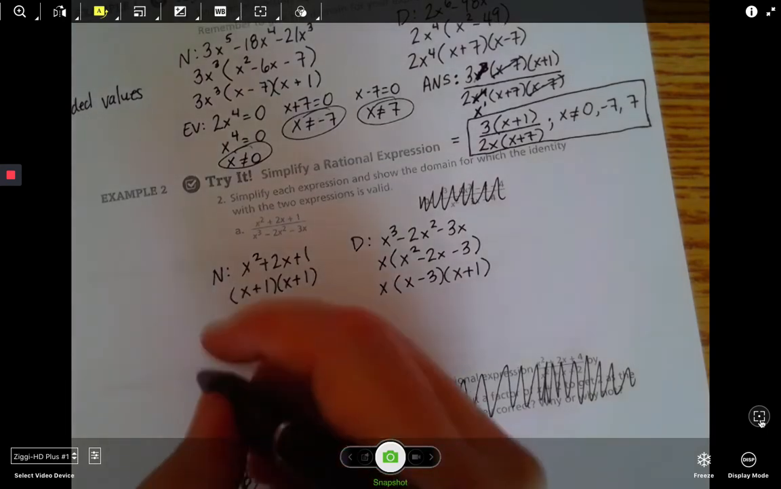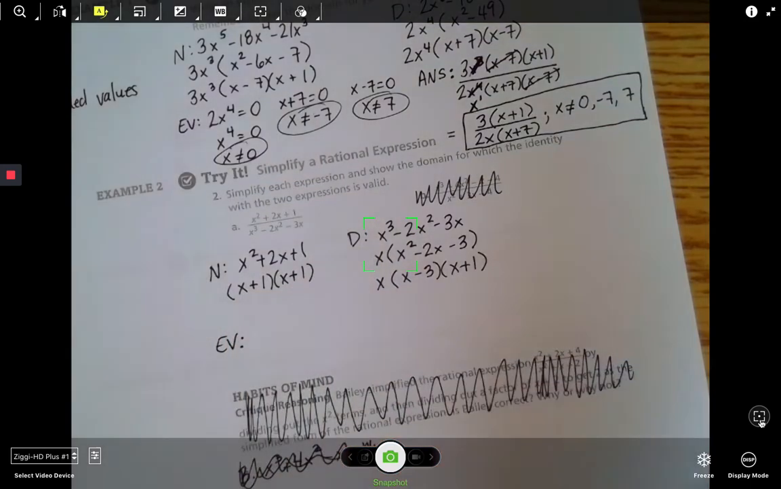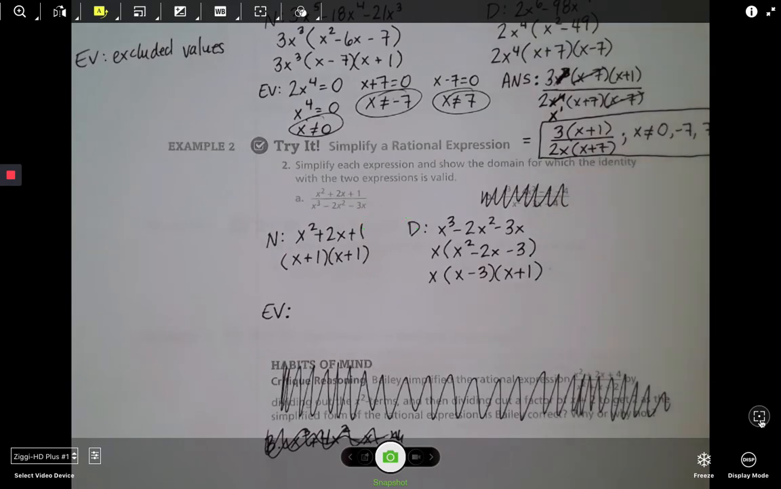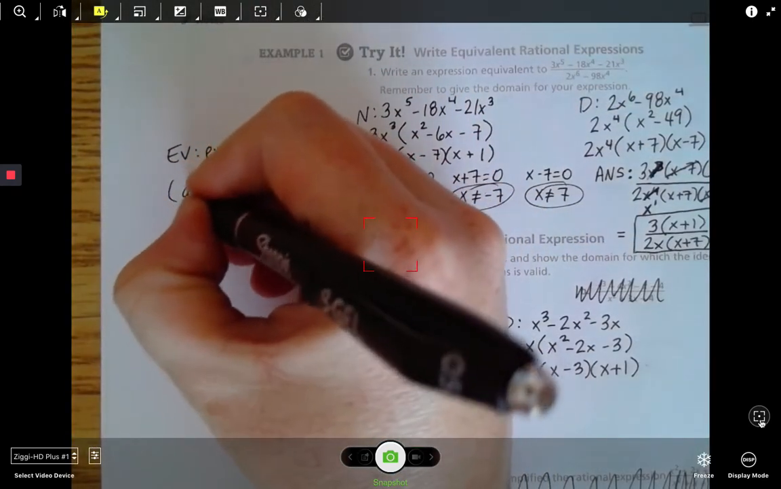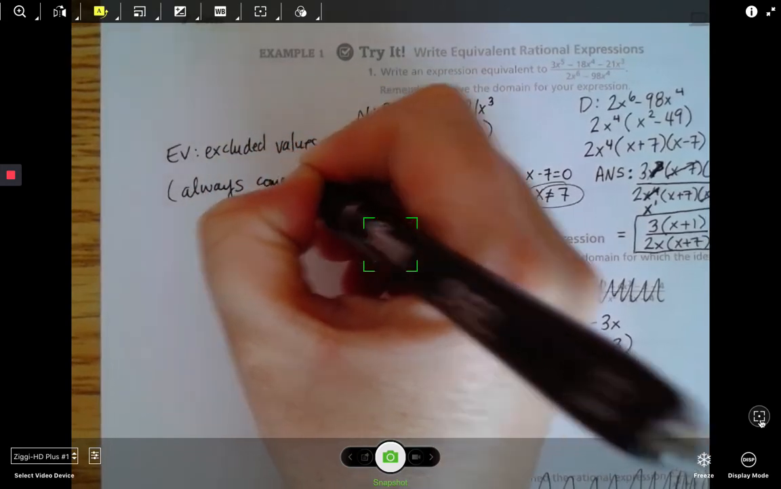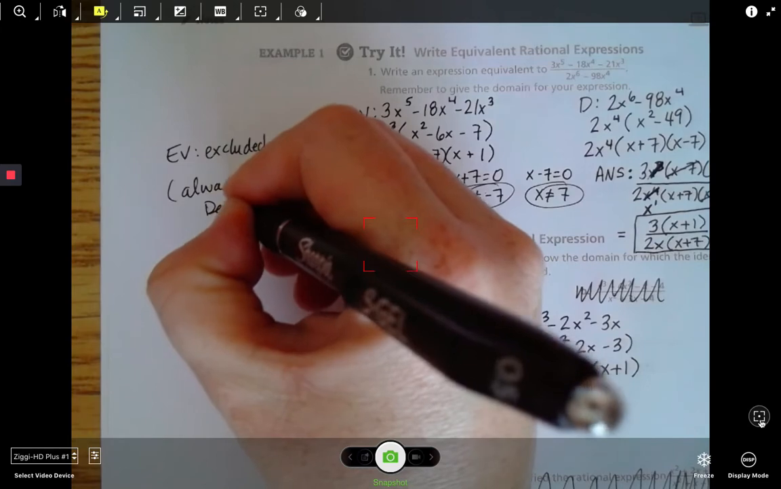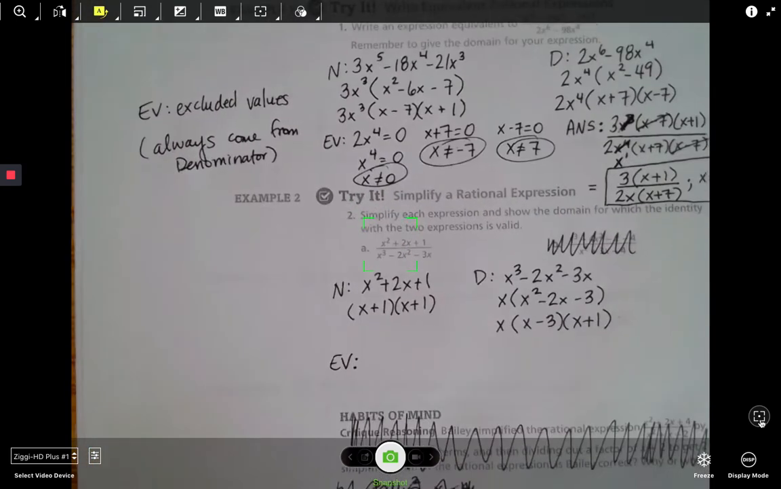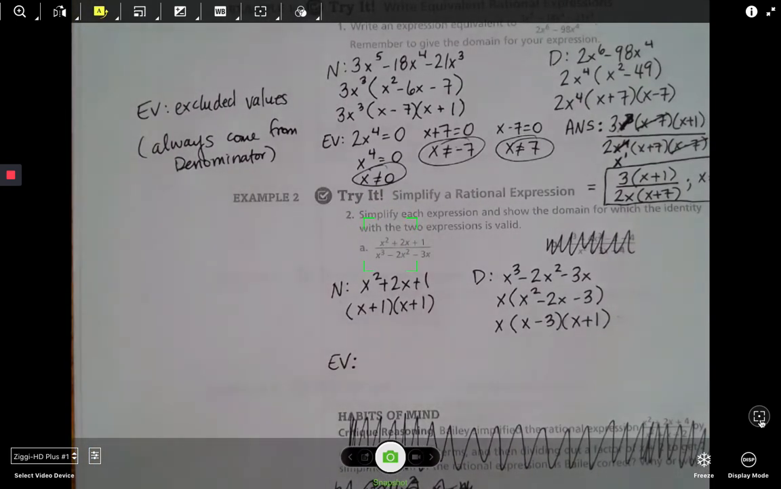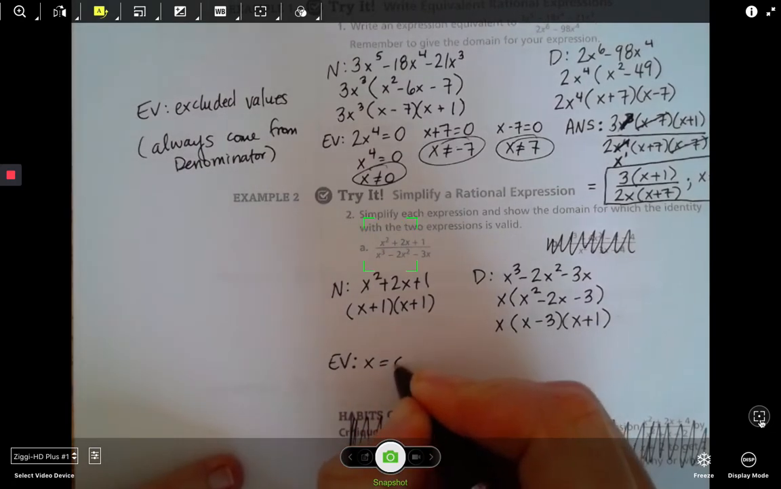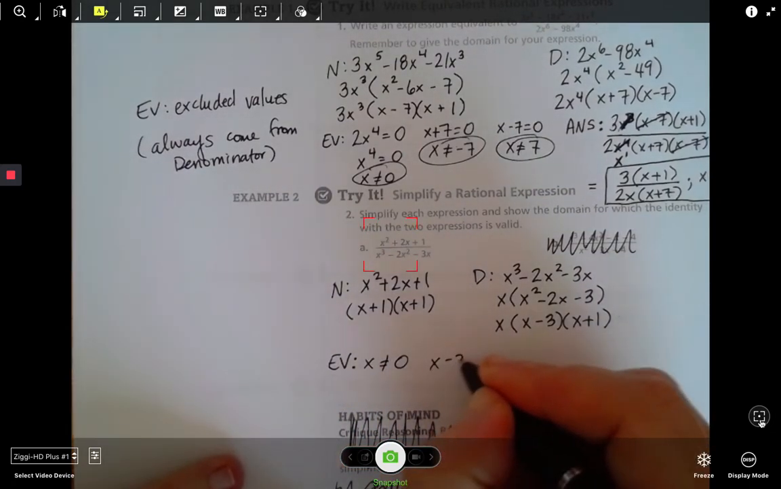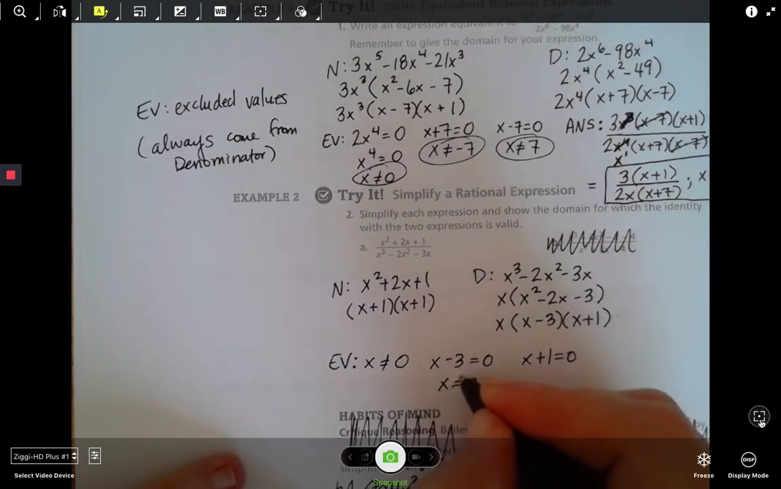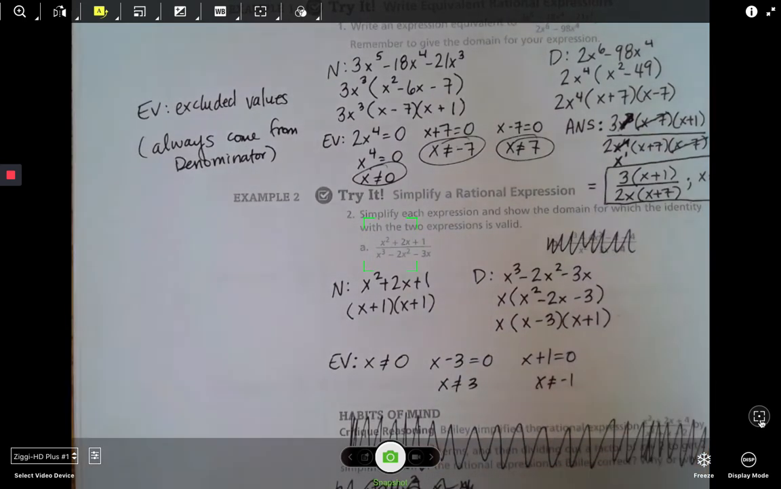Now remember, for your excluded values, where does that come from? Your numerator or your denominator? Always your denominator. If you want to write yourself a note up here, always come from denominator. So x cannot equal 0. x minus 3 equals 0, and x plus 1 equals 0. x cannot equal 3, and x cannot equal negative 1.